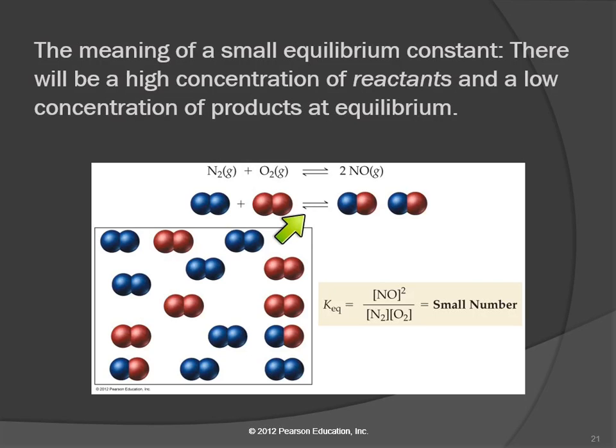But this double-headed arrow tells us that the reaction is proceeding in both directions. And so there is reaction occurring, but the rate of the forward reaction is equal to the rate of the reverse reaction. And so overall, the concentrations or the numbers of reactant molecules and product molecules are not changing. They're just switching places.